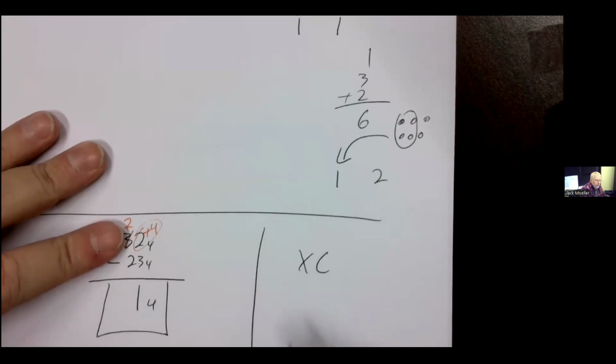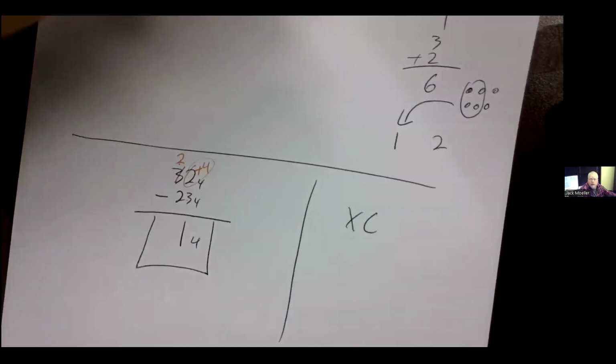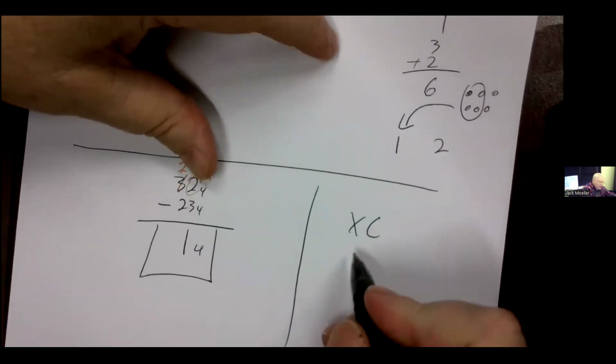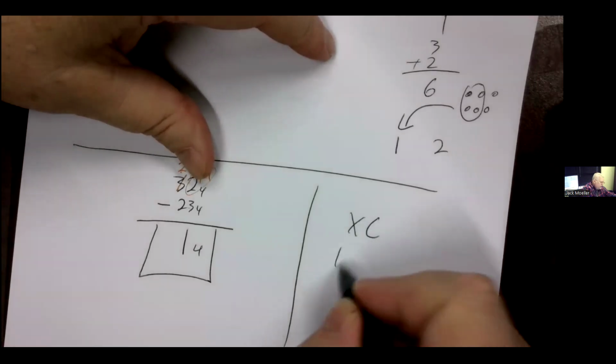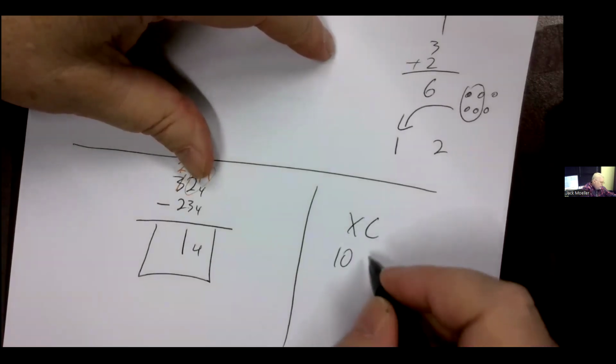Well, first of all, what is the X? What is the C? Again, you're going to be given this table. You don't have to have it memorized. X is 10, C is 100.